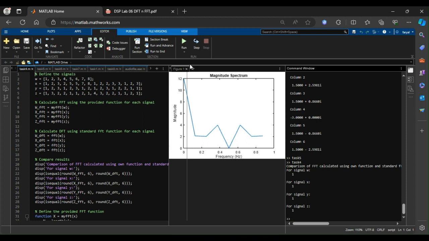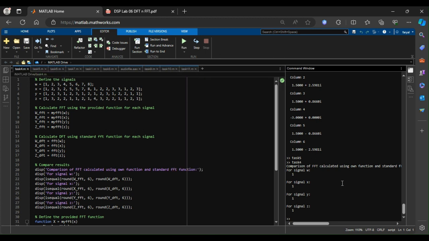So we basically provide the FFT function with myFFT and then calculate using the myFFT function for each signal, and then calculate the discrete Fourier transform using the MATLAB standard FFT function for each signal, compare the result, and the result obtained is shown below. For both signals W, X, Y, and Z, we have the answer that is 1.